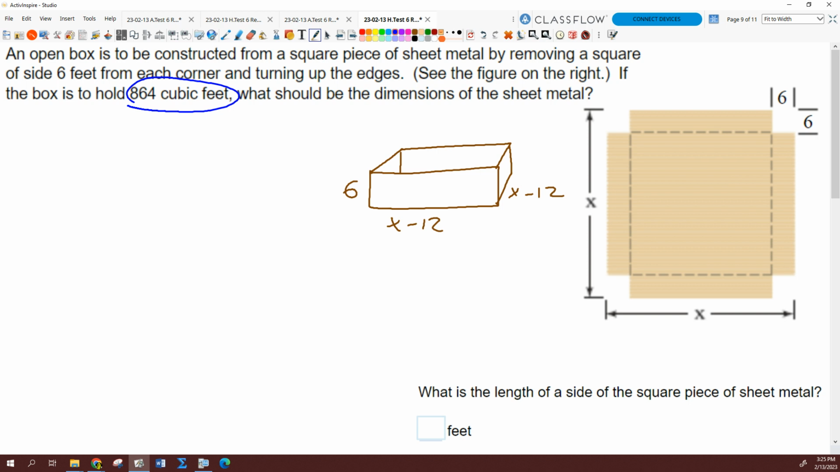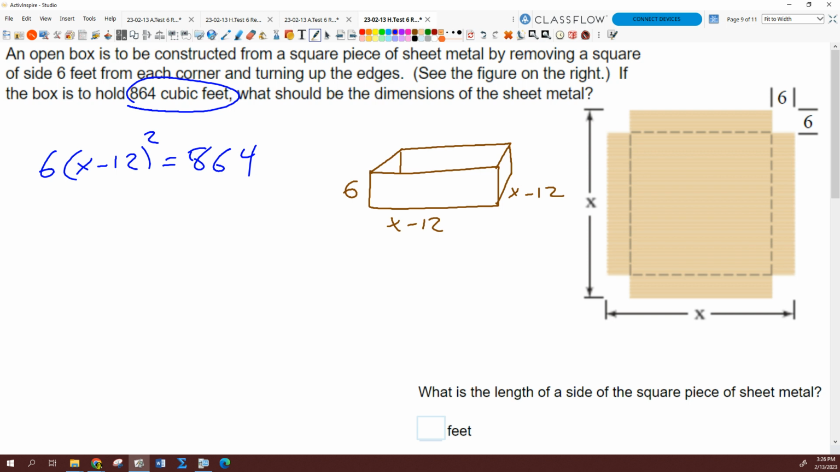Okay, so how could I set up... There you go, right? So couldn't we just do this? We could say 6 times (X minus 12) squared equals 864, right? Everybody agree? Okay. And that's the equation I'm solving. Agreed? How could I solve that one most easily?